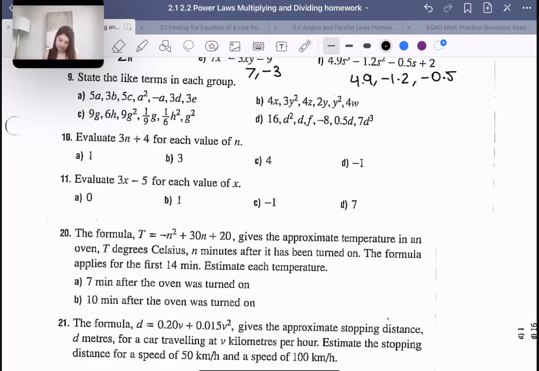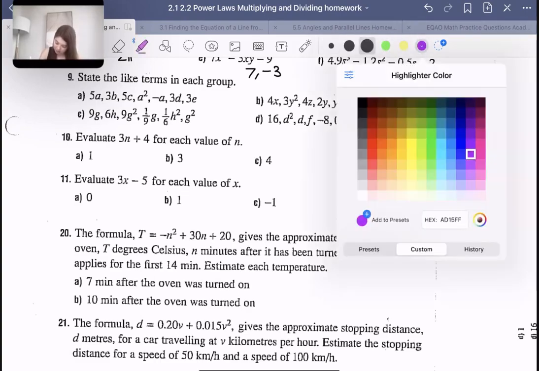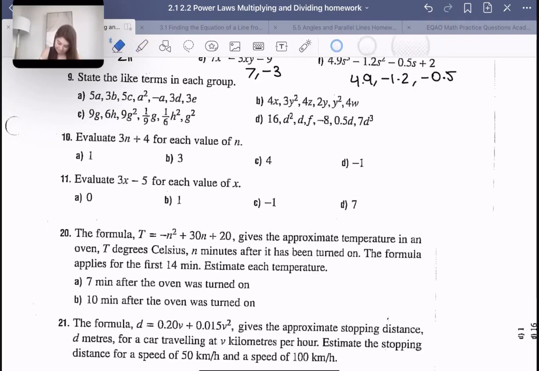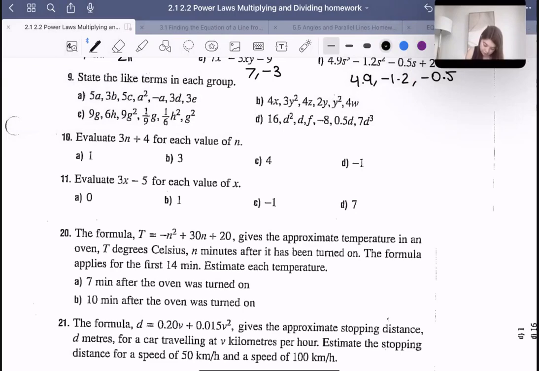So it says to state the like terms in each group. I'm actually going to highlight them instead of stating them. I want a purple highlighter. That would be good. Okay. So let's look through. We have 5a, 3b, 5c, a squared, -a, 3d, and 3e. Well, let's cross out what is out here. So first off, we know that b and c are not the same, and d and e, so it has to be something to do with these a's, right?